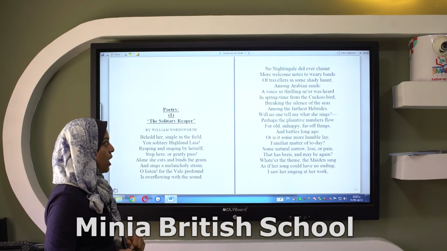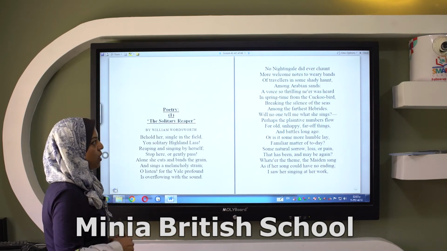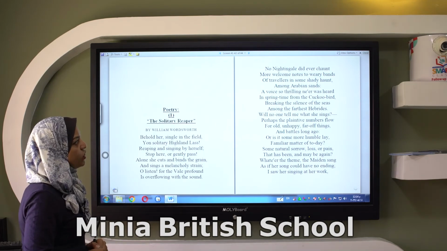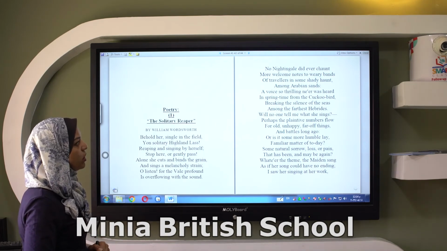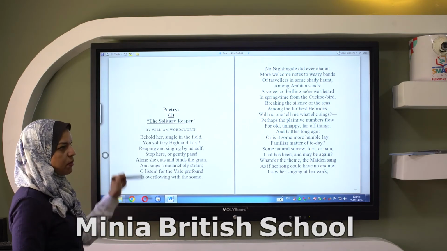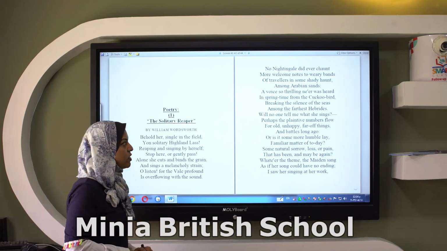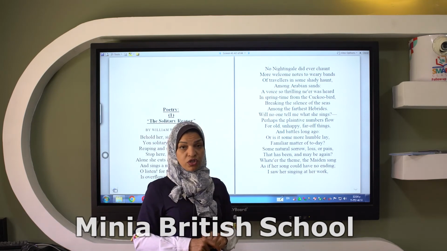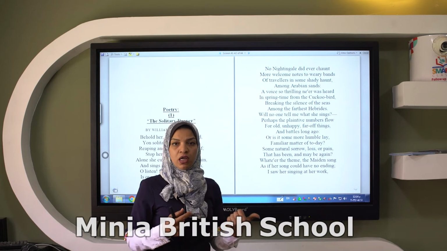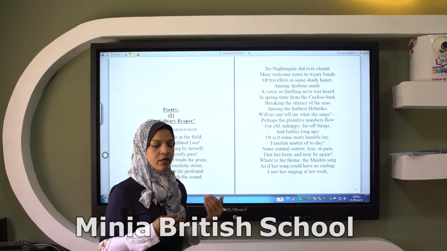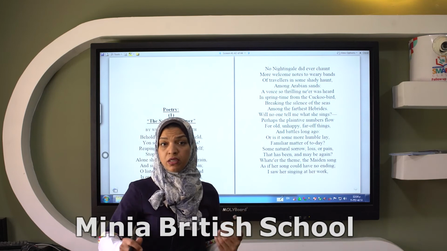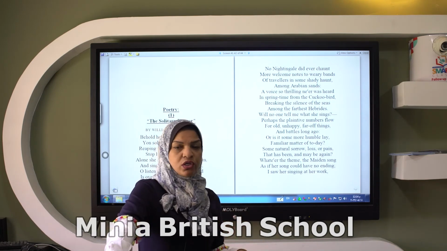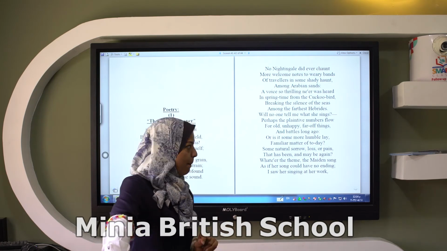Now, "of travelers, or welcome notes to weary bands of travelers in some shady haunt among Arabian Nights." Among Arabian Nights. This is very obvious, so we can say that we have alliteration as a figure of speech. If we want to explain it, we would say that the poet repeated the letter or the sound A in the same line in order to give music to the lines.